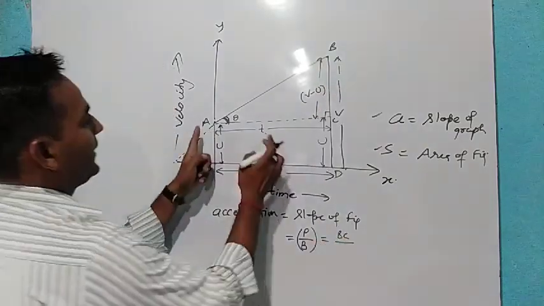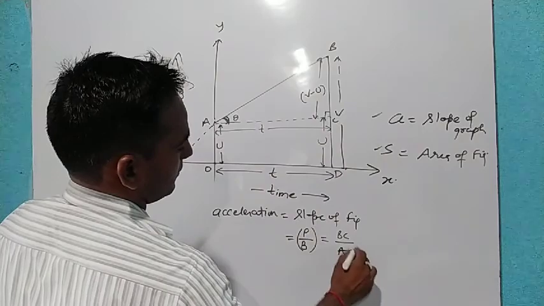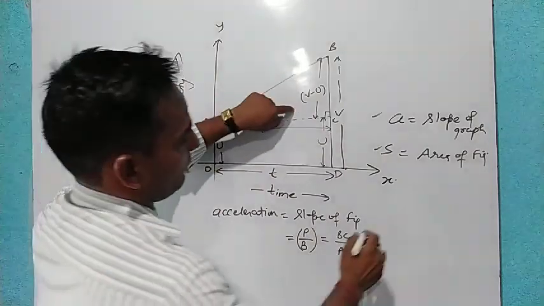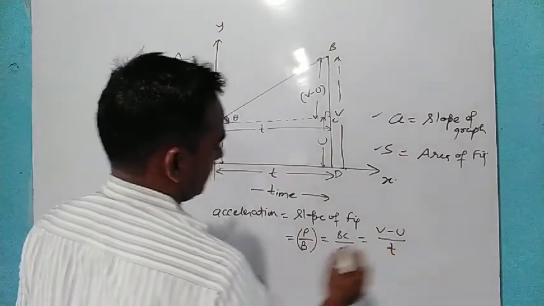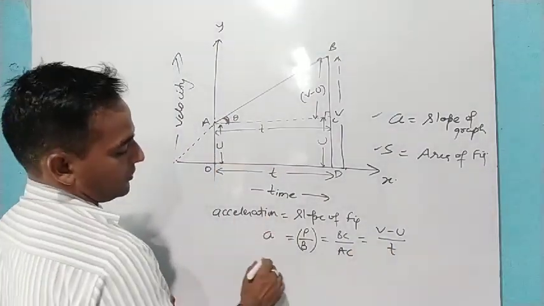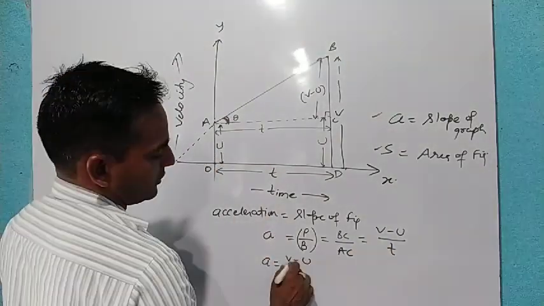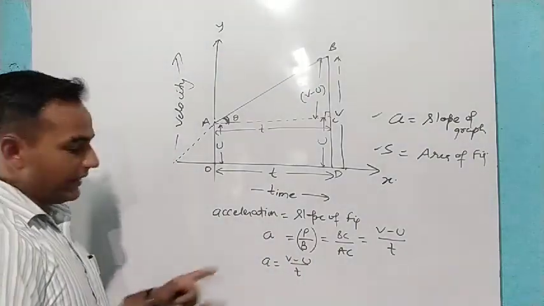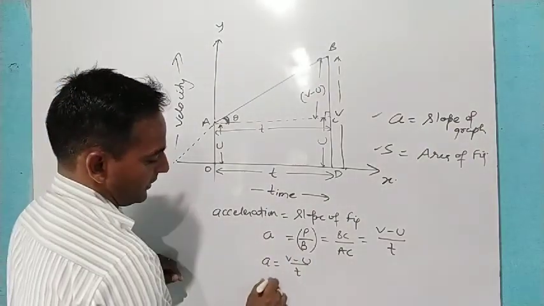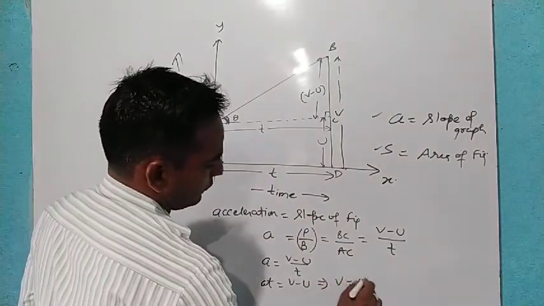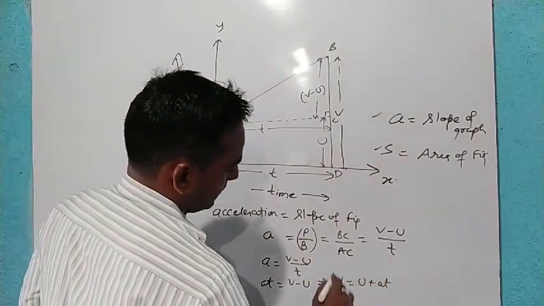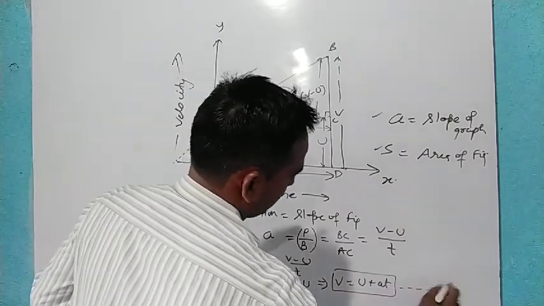Upon base is AC. So BC is what? V minus U. AC is what? Time t. Acceleration is a. So a is equal to V minus U upon t. And if we cross multiply this, we will get at is equal to V minus U. That is V is equal to U plus at. This is the first equation of motion.